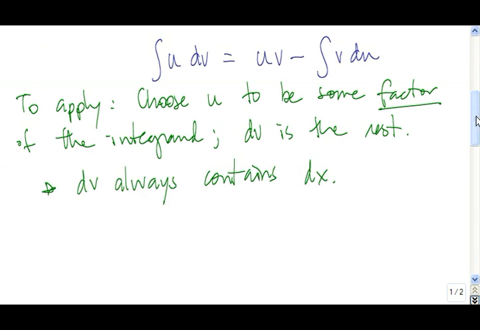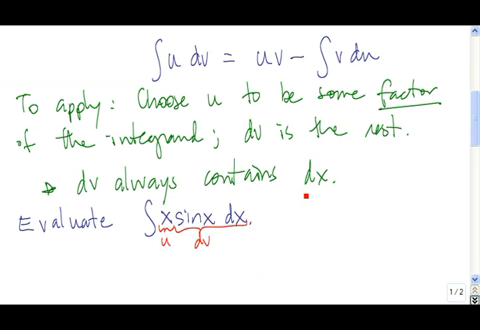Okay, so now let me show you an example of using integration by parts. The first thing we're going to do is choose some factor of the integrand to be u. I'm going to call x u, and then the rest is dv. So u is equal to x, and dv is equal to sine of x dx. So the integral is equal to u times v minus the integral of v times du. We know u and we know dv, but we don't know v and we don't know du, so we have to find those.